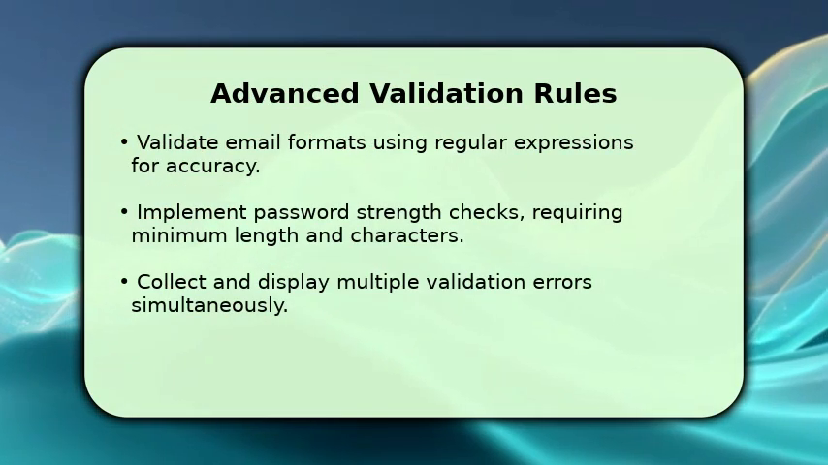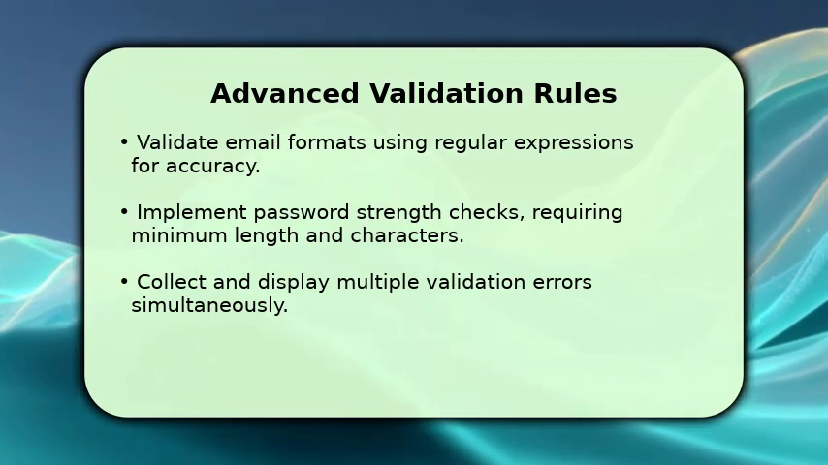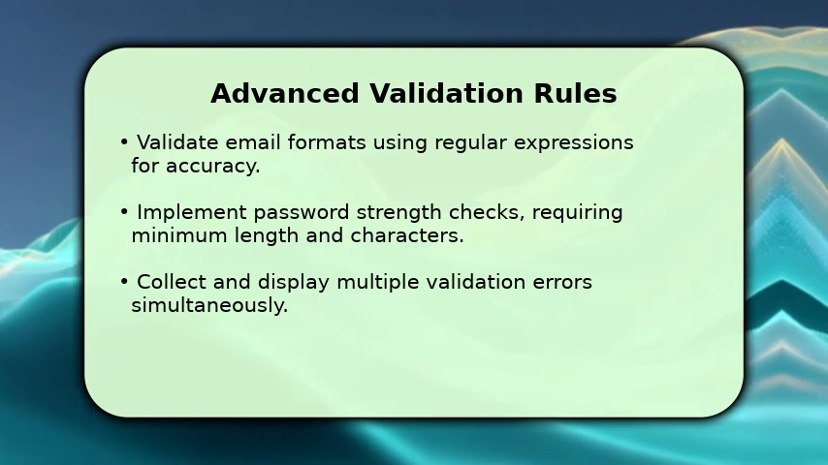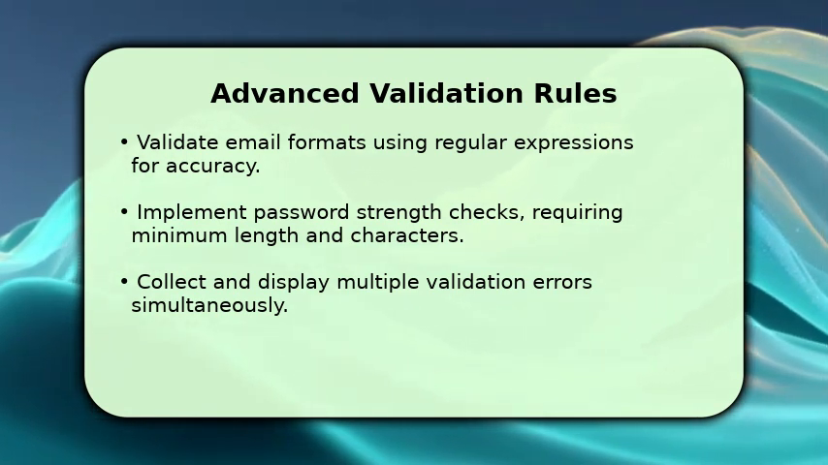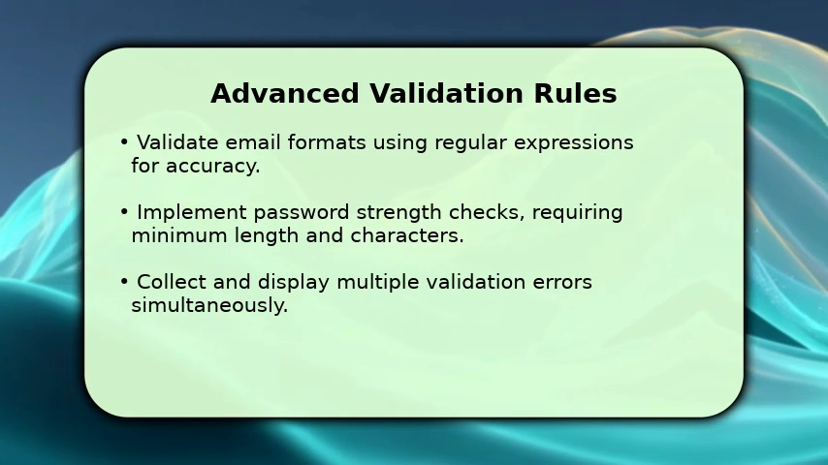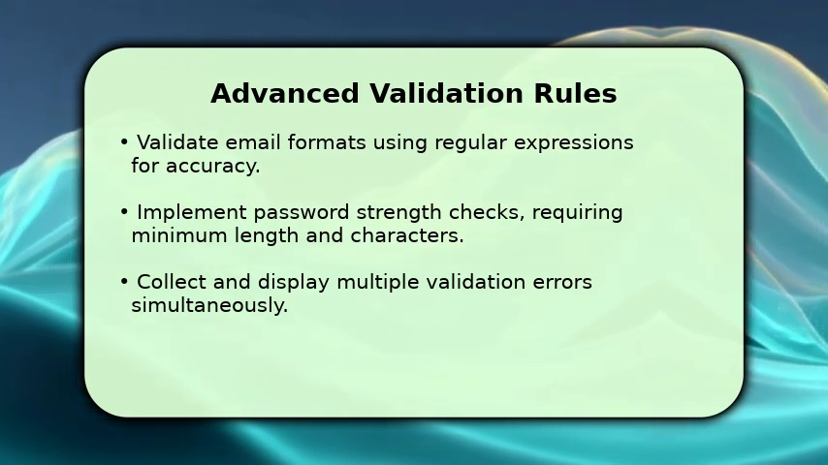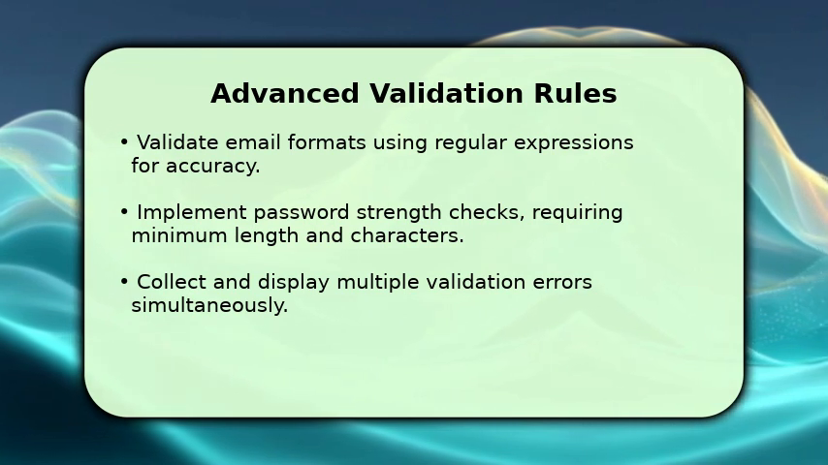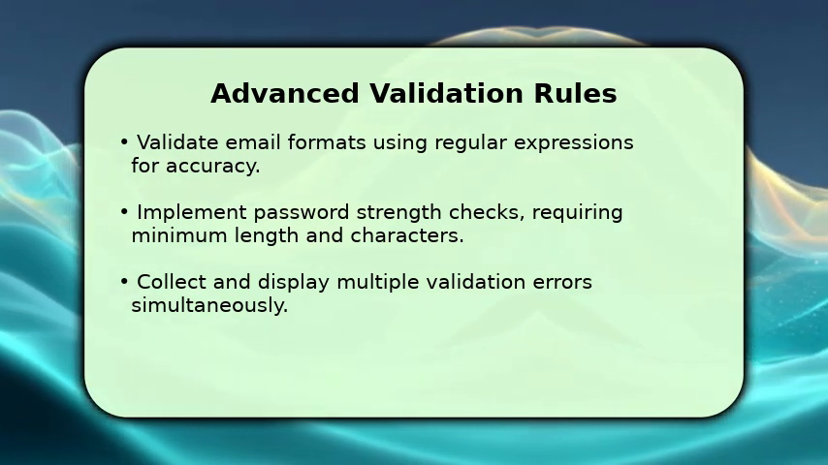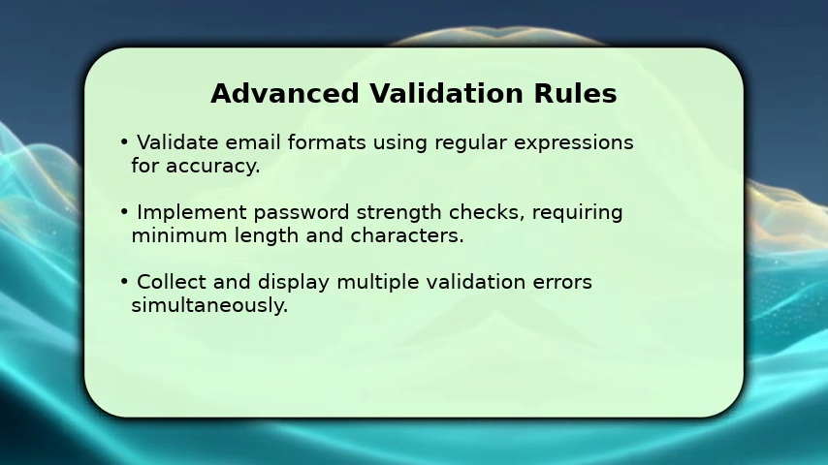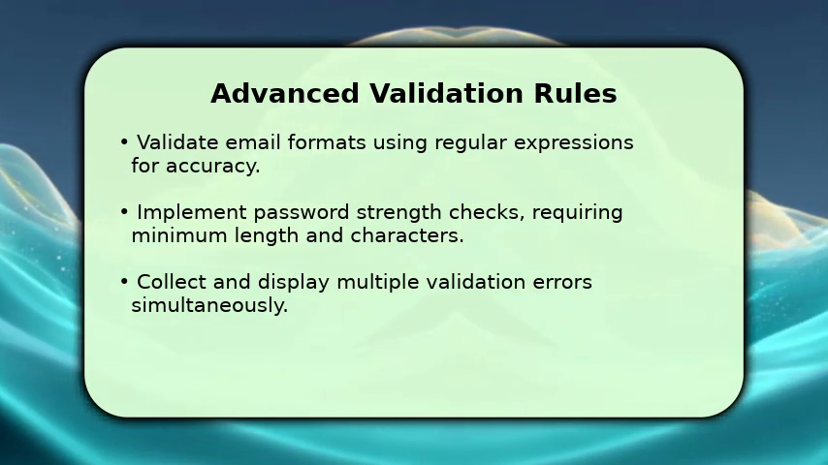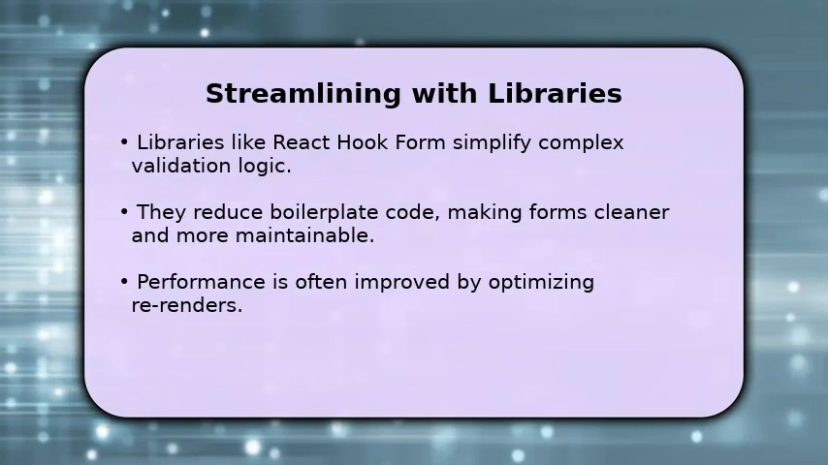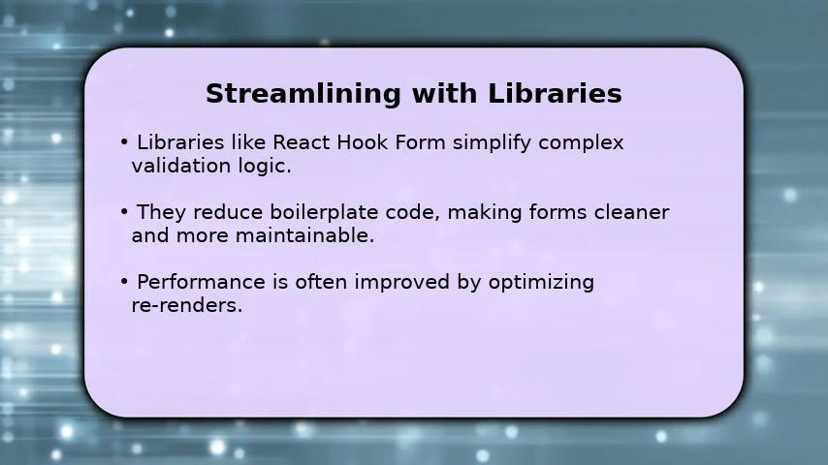Moving on to more advanced validation, we can implement robust rules. For email addresses, a regular expression ensures the format is correct, like checking for an @ symbol and a domain. Password validation can require a minimum of 8 characters, including numbers and special symbols, for enhanced security. It's also crucial to collect all validation errors from various fields and display them clearly to the user, guiding them through every necessary correction. Finally, to streamline your validation process, consider using a dedicated library.